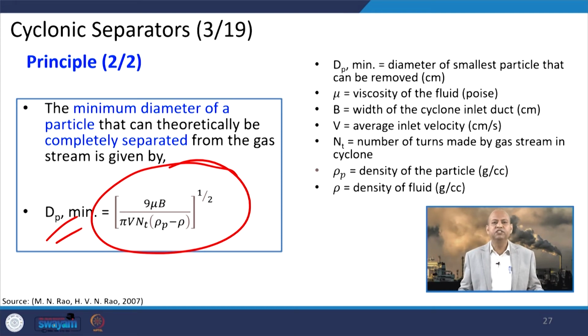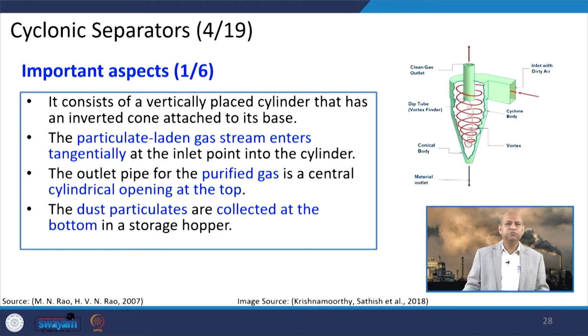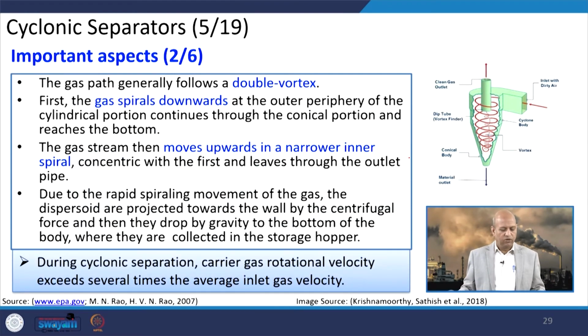And then v is the average inlet velocity, and t is the number of turns made by the gas stream in the cyclone when it comes down and goes up. Rho_p is the density of the particle, and rho is the density of the fluid. It consists of a vertically placed cylindrical apparatus with an inverted cone attached to the base, and the particulate-laden gas stream enters tangentially, as I said earlier, at the inlet point here, and then goes down, and the dust particles are collected at the bottom in the storage hopper. The gas path generally follows a double vortex: once it comes down, then it goes up inside. So, a double path is there.